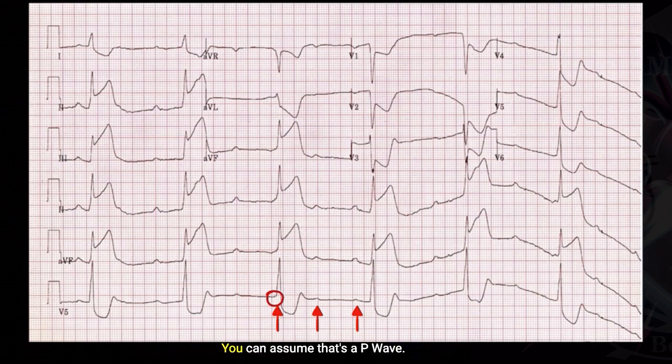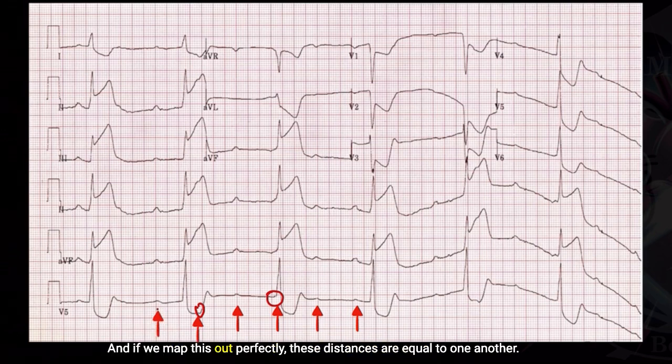There's a little blip. You can assume that's a P wave. We know this is obviously a P wave out here. There's another P wave, this little blip in the T wave. That's a P wave. And then we have another one here. If we map this out perfectly, these distances are equal to one another.